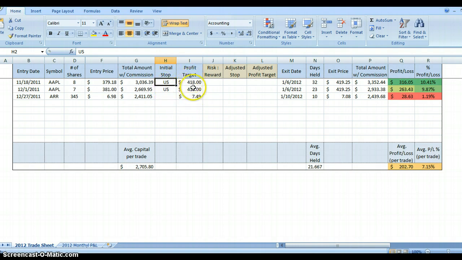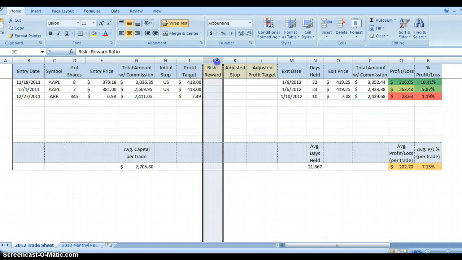Here we have our profit target. Again, I'll mention real quick, I'll go into this in detail in a later video, but what I like to do is actually set a trigger at my profit target, and then that trigger activates a trailing stop loss order. That really is a technique that has helped me tremendously.